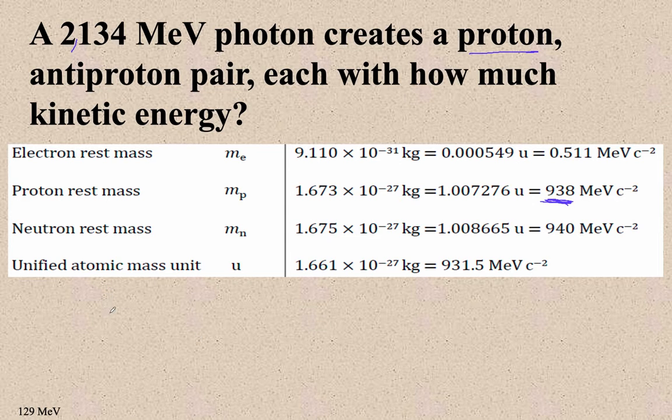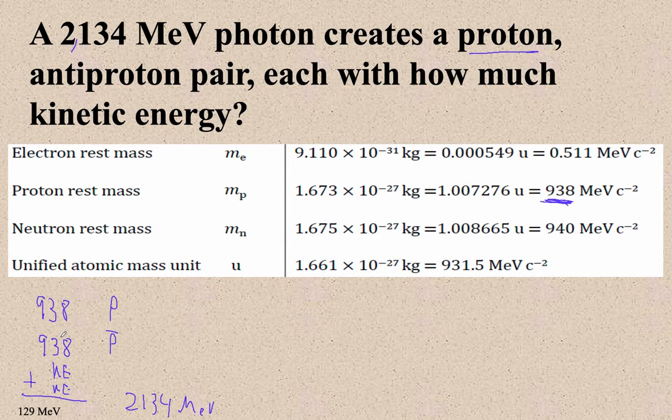So the proton has a mass of 938 MeV. The antiproton, that's how you do an antiproton, 938. Isn't that funny? Yeah, you just got to learn it. Okay. And then there's going to be kinetic energy plus kinetic energy. And if you add that all together, that's all going to add up to 2134 MeV.